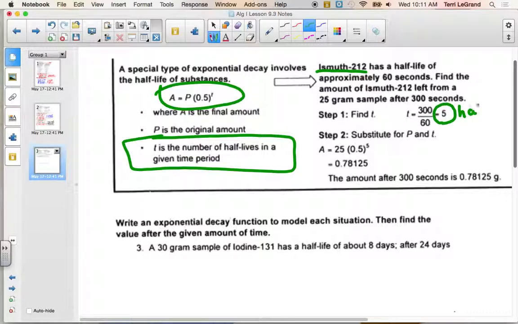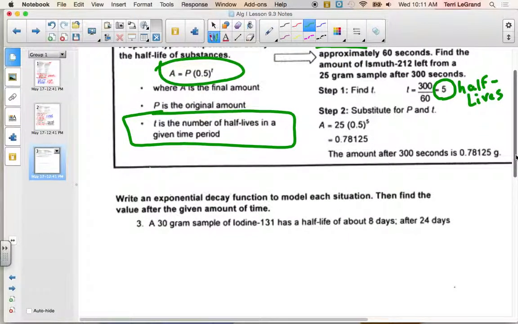It went through 5 half-lives. That's what happened. That's what you have to find out: how many half-lives did it go through? Okay, how many half-lives is it going through? And then that's what you substitute into the formula for T. So we have our T, our 25, how much it started with. We have our 5 up there for T. And then we calculate it.